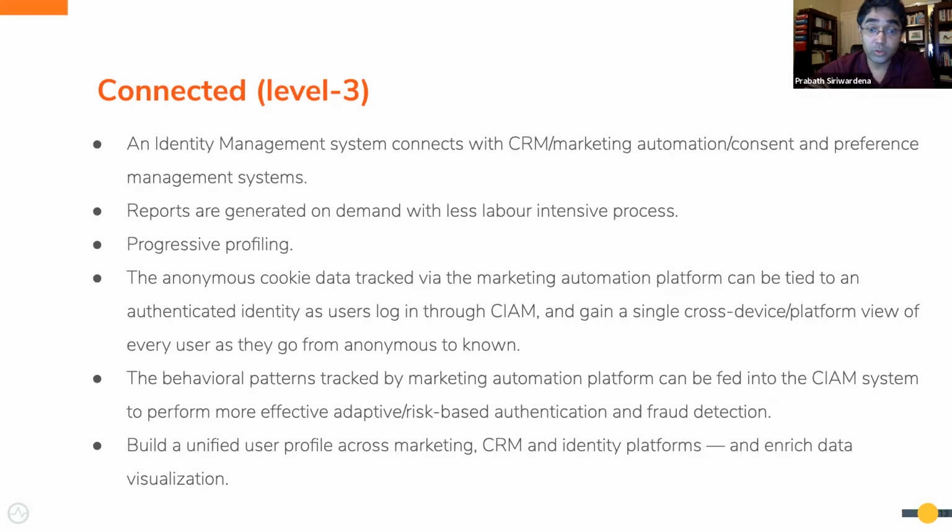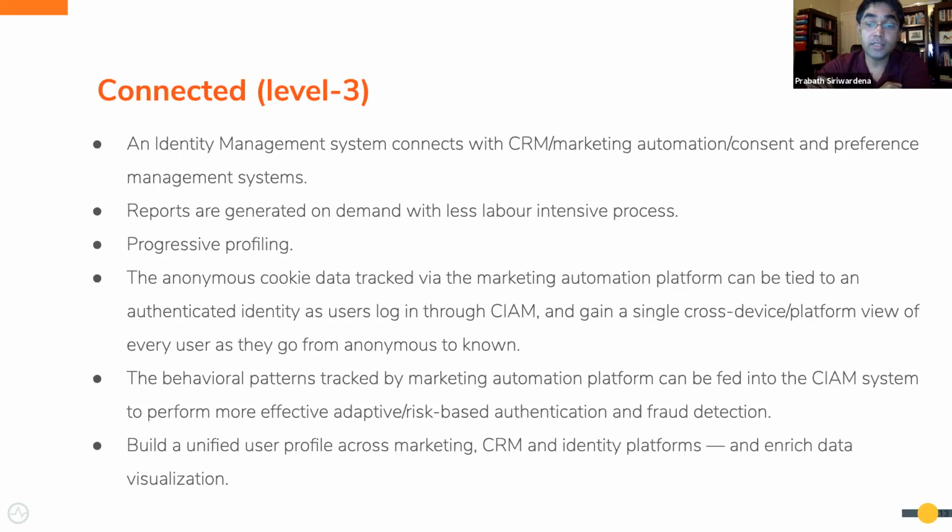Progressive profiling is also part of this phase. When you onboard a customer, you only request a minimal set of information. But as he or she starts using the system, you will start learning more. The system can learn more from the user's behavior, or else directly ask the user for inputs.